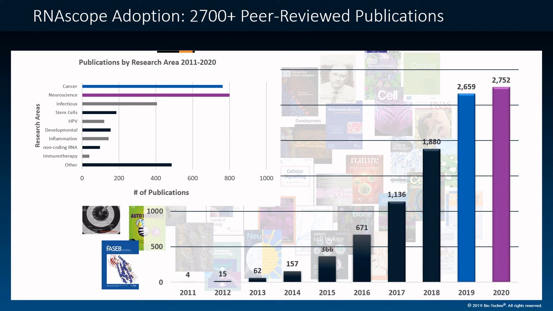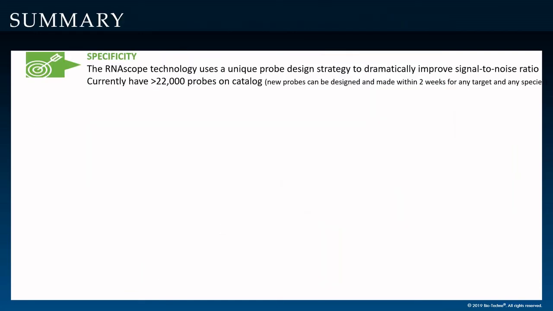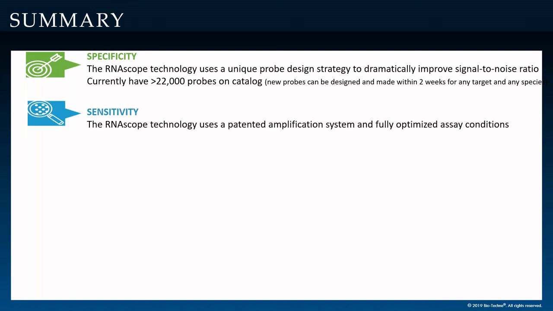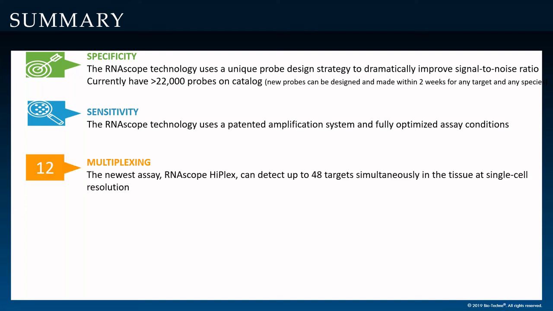So I hope that today, with all of this data on the technology, the publications, COVID-19, and some upcoming new technologies, I've convinced you that RNAscope uses a unique probe design strategy to dramatically improve your signal-to-noise ratio. We currently have over 22,000 probes in our catalog, but like I said before, if you know the sequence of the gene of your interest, ACD can design probes for any target and any species within 2 weeks. RNAscope can provide you both quantitative as well as spatial information on your target in the complex tissue environment at single-cell resolution.